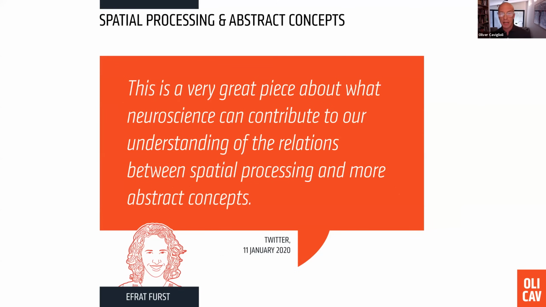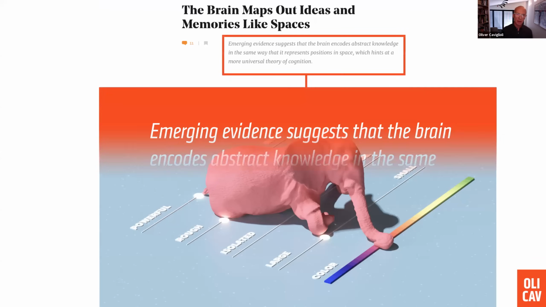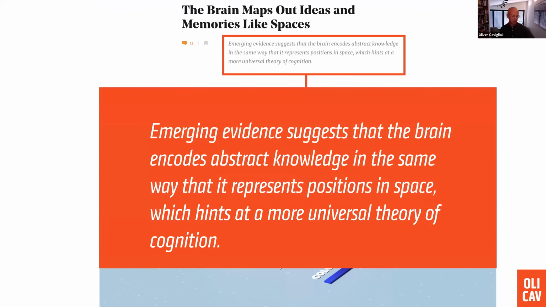It comes from Quanta magazine. It's in my book, by the way, if you want to catch it. The brain maps out ideas and memories like spaces. There it is, there's the quote, made bigger for you. I hope it's beginning to come together. So this thing about metaphor, the metaphor is based on our embodied experience of space.